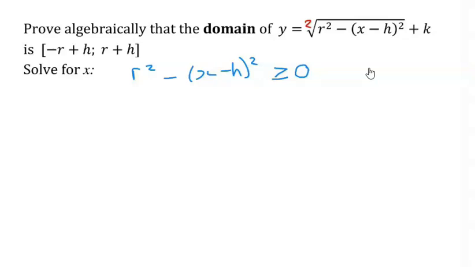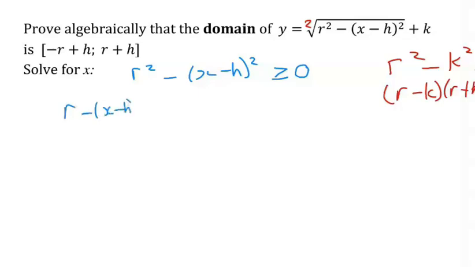So to solve for x, I must first factorize this. I can multiply it out, but it makes it more difficult. This is like r squared minus k squared greater or equal to 0, where we have (r minus k)(r plus k) greater or equal to 0. So let us factorize. If I factorize, I get (r minus (x minus h)) times (r plus (x minus h)) greater or equal to 0.